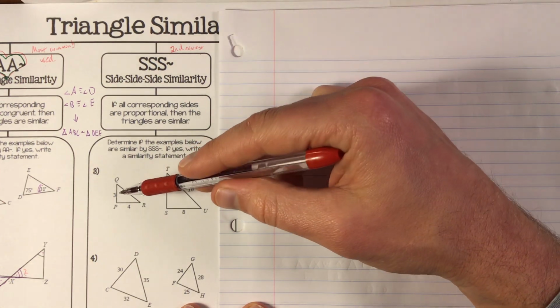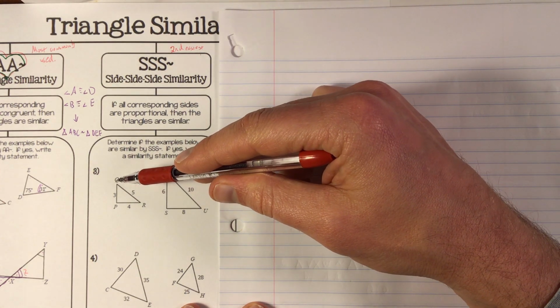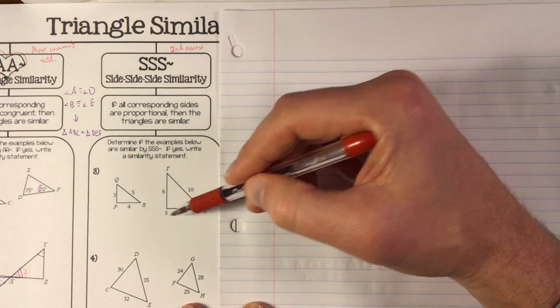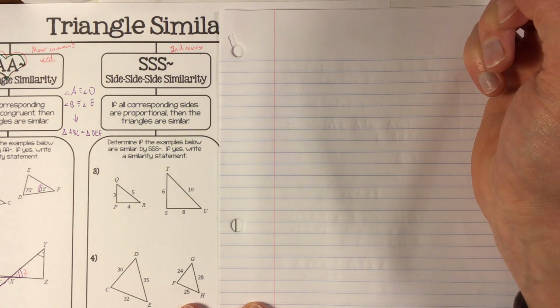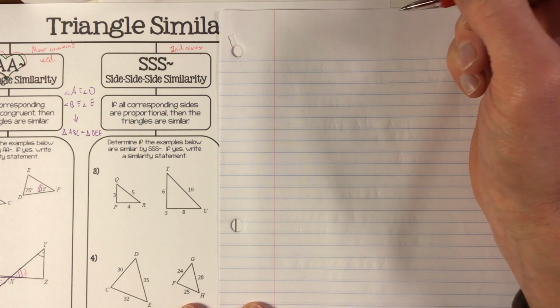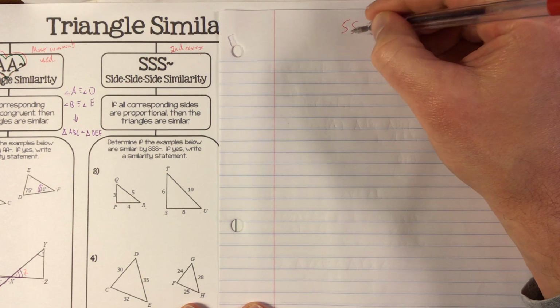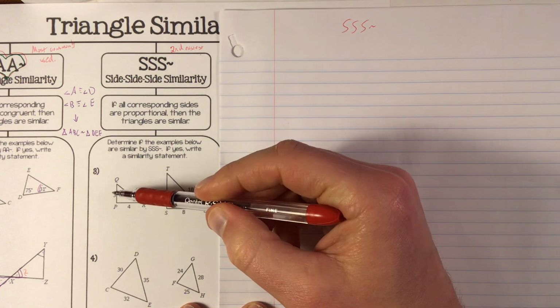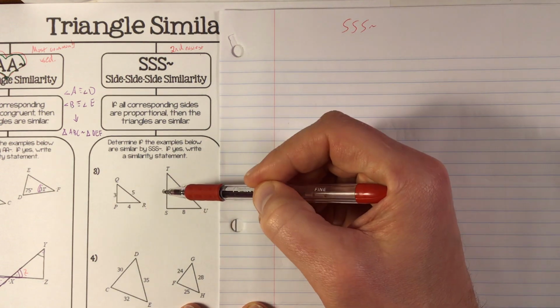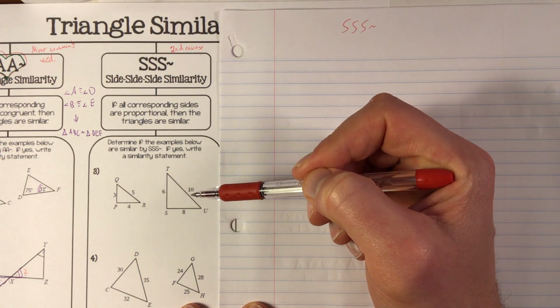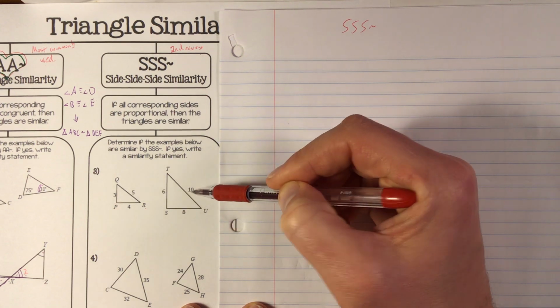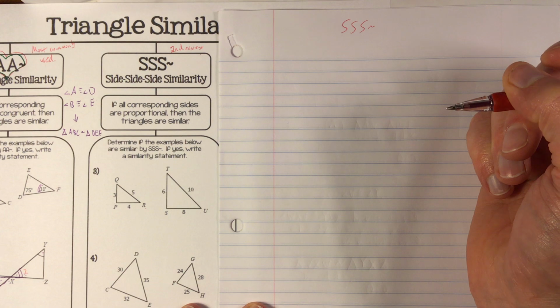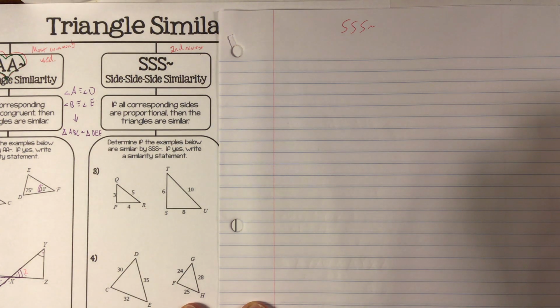So, I've got two triangles here, triangle QPR and triangle TSU. Are these triangles similar? Some of you are going to notice this right away and say, yes, they are, because 3 times 2 is 6, 4 times 2 is 8, 5 times 2 is 10. And you would be correct. These triangles are similar. So the question is, how do we write that?